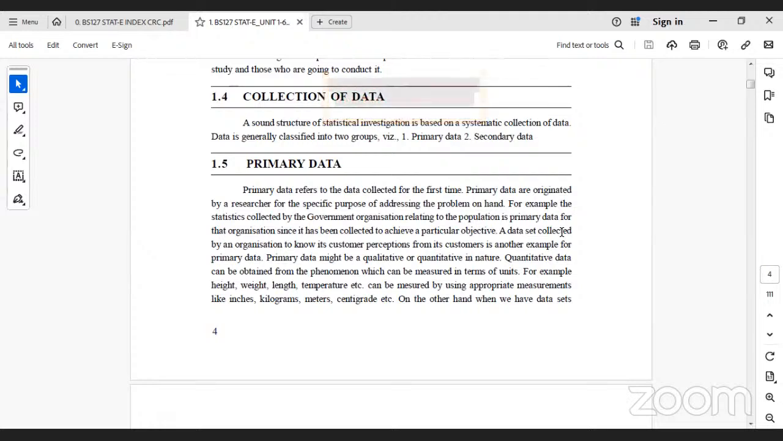Primary, very good, very good. Primary data is originated by the researcher for the specific purpose of addressing the problem on hand.